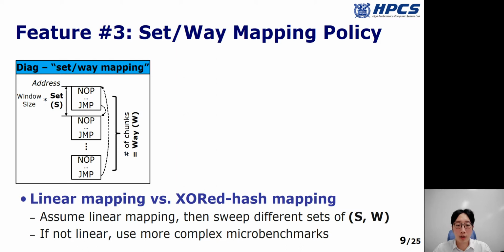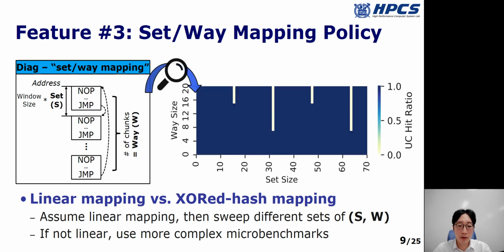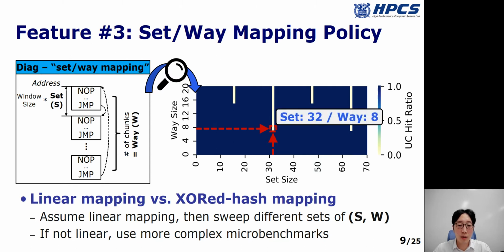In this case, the chunk size and the number of code chunks are configured by the given set and way sizes. Here, as you can see, the chunk size is a multiple of the window size that we extracted from the previous step. Then, we execute this diagnosis code for all possible combinations of target set and way sizes. Here, we can figure out the actual set and way sizes by finding the point with the smallest set and way sizes among cases where the hit ratio has decreased. In this example, we can conclude that the microcache has 32 sets and 8 ways.